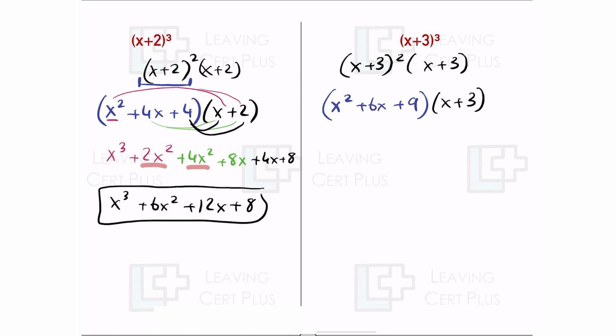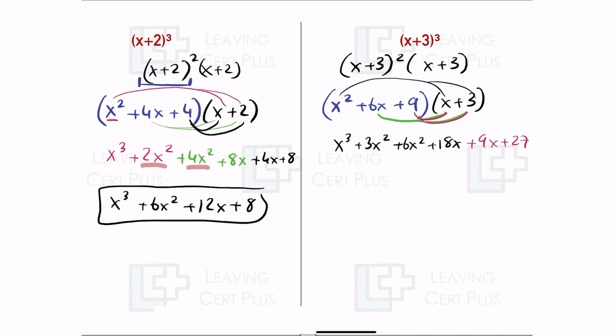So every term interacts. So that's x squared by these two. So that's going to be x cubed and then plus 3x squared. Then you've got your 6x interacting with each. That's going to give us plus 6x squared plus 18x. And then you've got your 9, which is going to give us plus 9x plus 27.